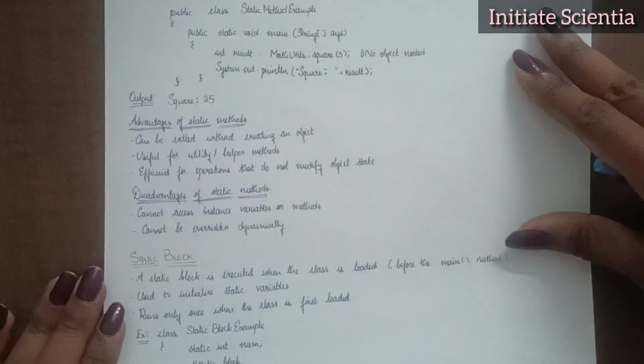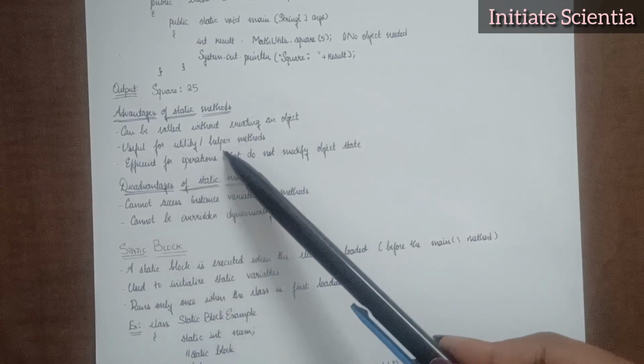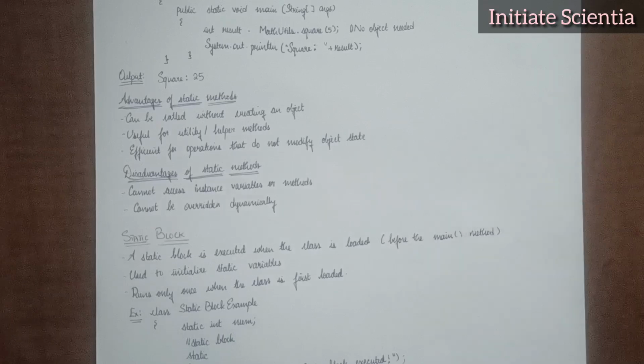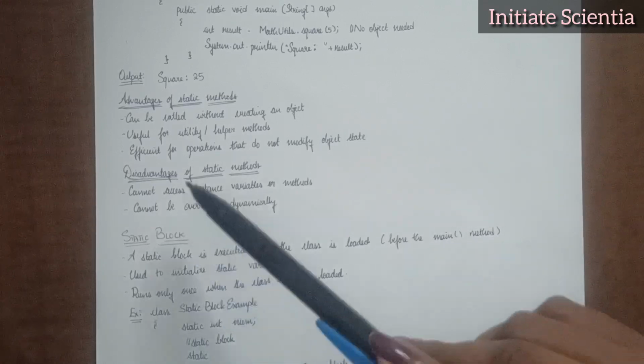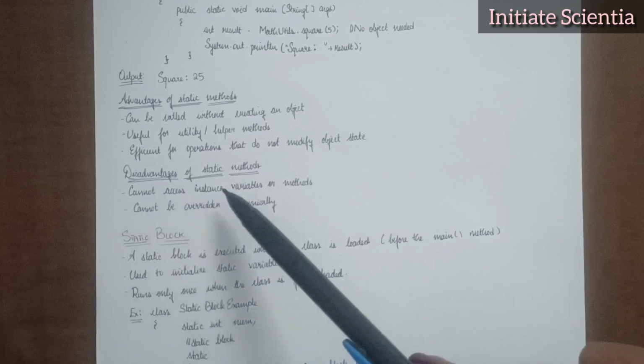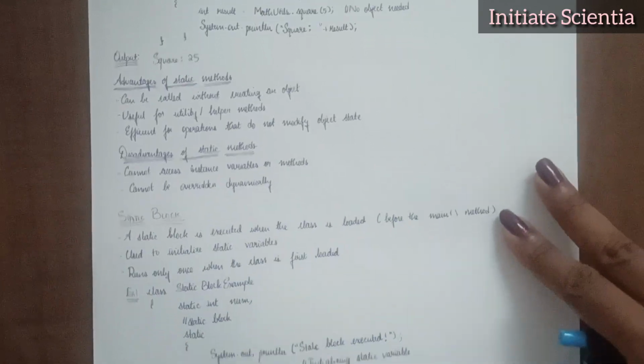Next, advantages of static methods. They can be called without creating an object. They are useful for utility or helper methods. They are efficient for operations that do not modify object state. Disadvantages of static methods: they cannot access instance variables, and cannot be overridden dynamically.